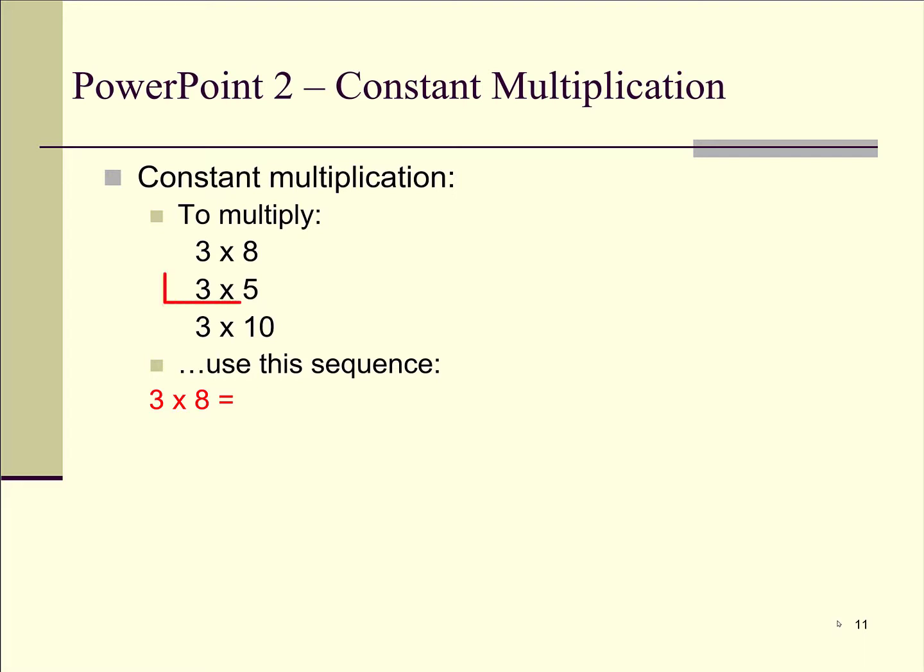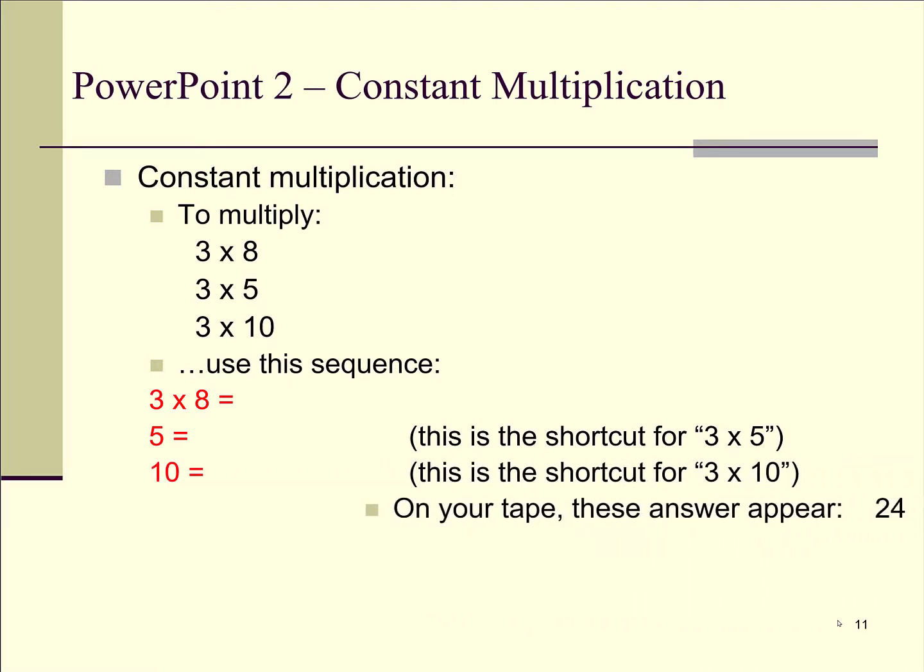Now to do the next problem, you don't have to enter the 3 again, and your calculator also remembers that the last thing you did was multiplication, so you don't even have to enter the multiplication. So all you have to enter into your calculator for the second problem is 5 equals. And then for the last problem, just enter 10 equals.